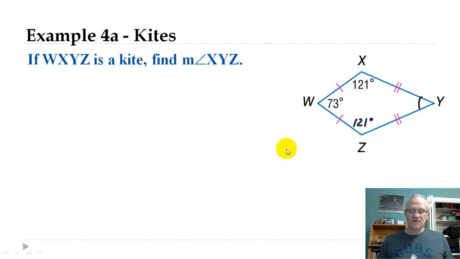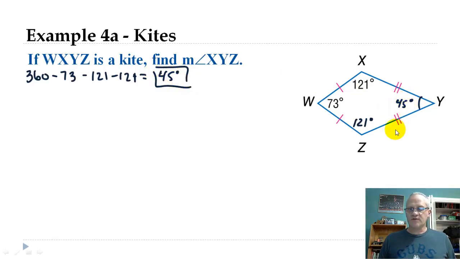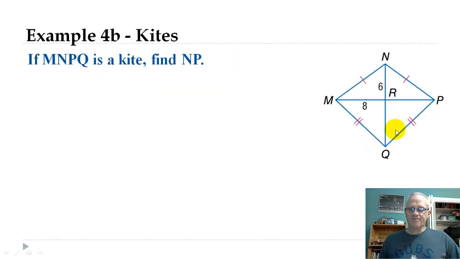And so we know since a kite has 4 sides, it has 360 degrees. And so if we take away the 73, and we take away the 121 and another 121, we take all those away from 360, and it looks like you'll get 45. So we know that XYZ down here has to be 45 degrees in order to make that all work. Not too bad, right? All right, last one.